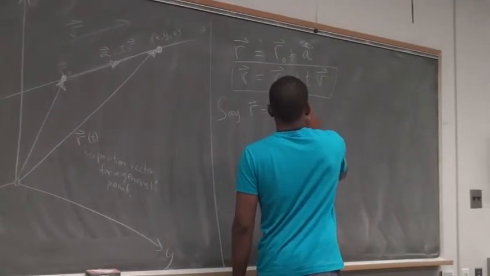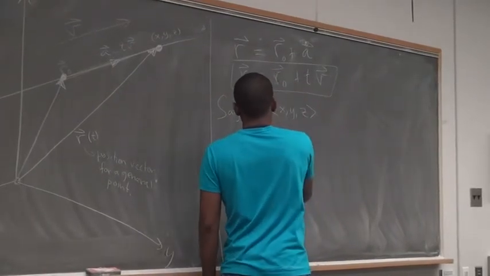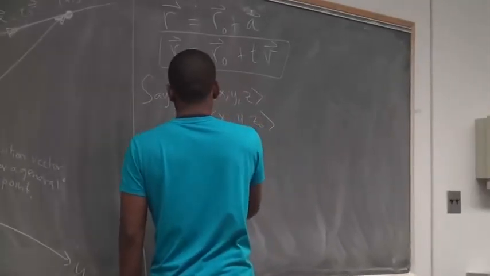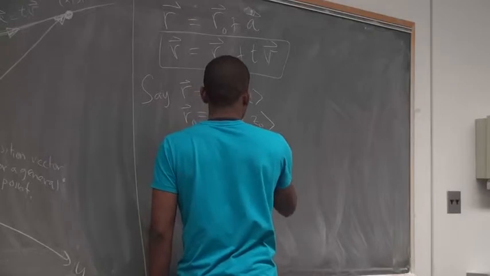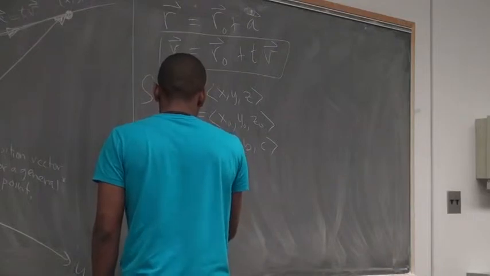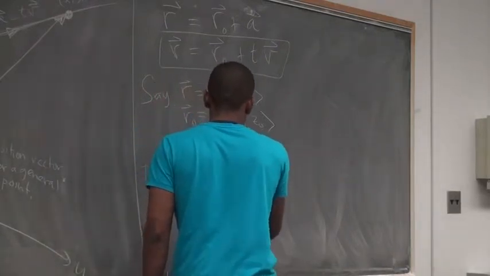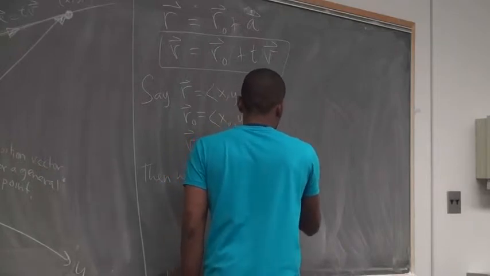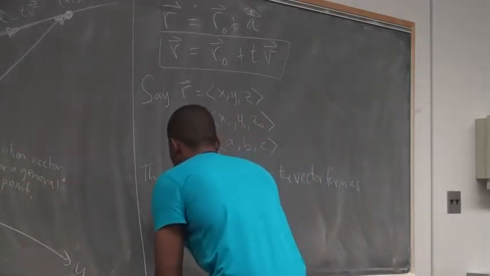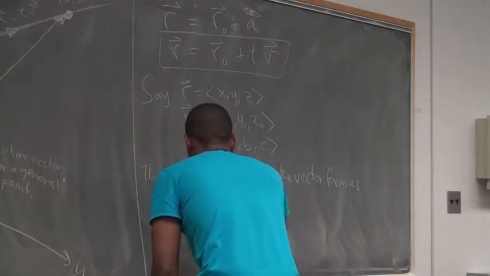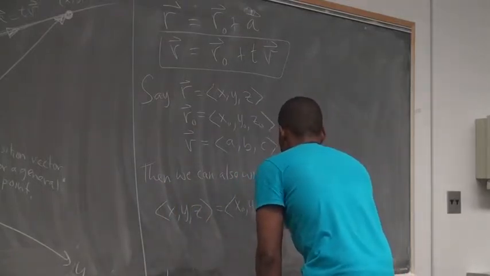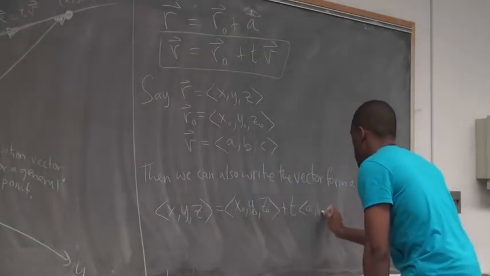R is just the general point x, y, z that traces out this line. R0 is just a particular point, x naught, y naught, z naught. If I say V is a random vector that is given by ABC, then we can also write the vector form as x, y, z equals x0, y0, z0 plus t times ABC.